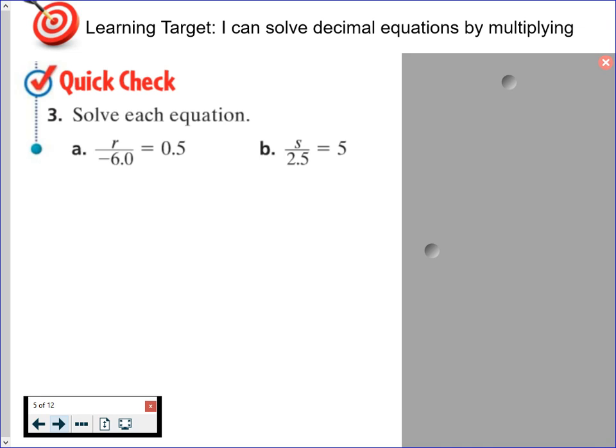Moving down to boxes 3 and 4. You should pause the video now and give those a try by yourself and come back to see how you did.